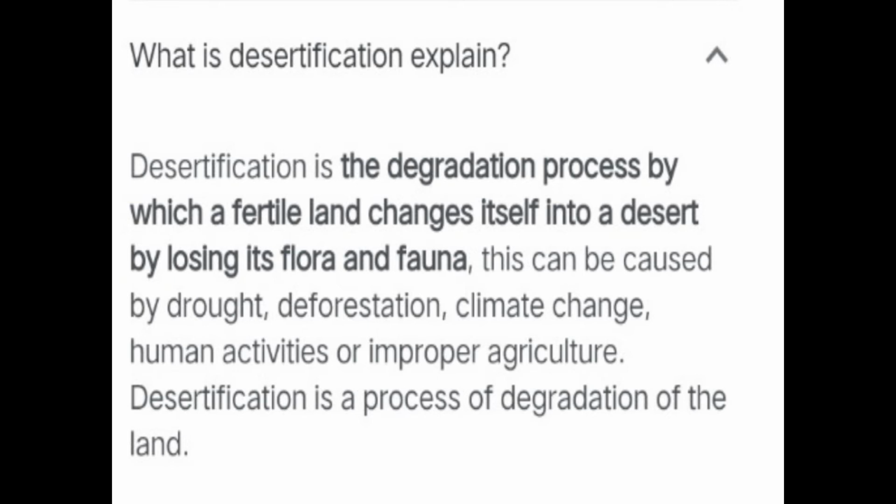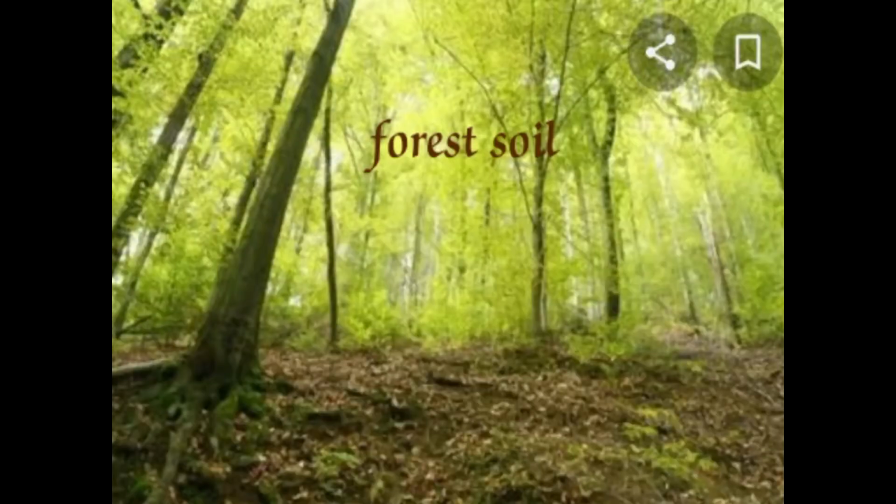What is desertification? Desertification is nothing but the degradation process by which a fertile land changes itself into a desert by losing its flora, the plant life, and fauna, the animal life. This can be caused by drought, deforestation, climatic change, human activities, improper tilling, and agricultural practices. Desertification is a process that leads simply to degradation of land.